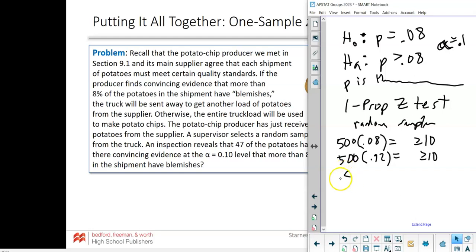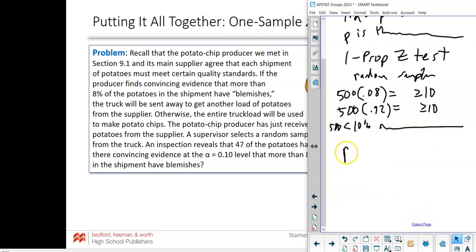Less than 10%, so 500 is less than 10% of all potatoes in the truck. There's tons of potatoes in the truck. That's totally doable. P hat. So p hat is the 47 out of 500, whatever that decimal is.